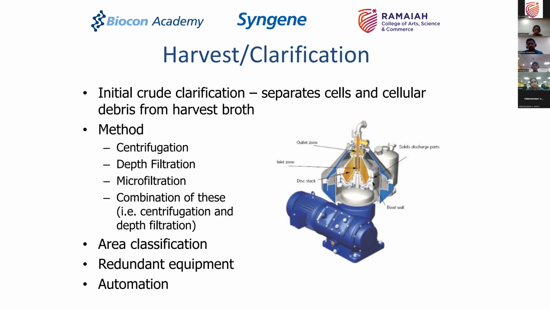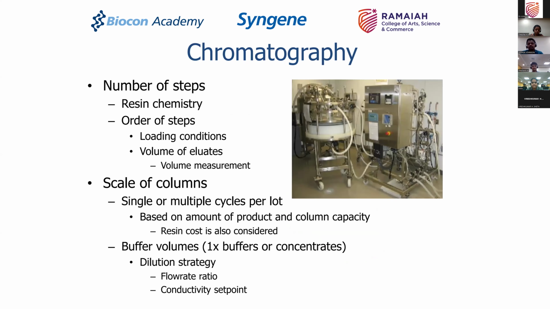Also, because these are to be opened, cleaned, sterilized at times, in that situation, these equipment become expensive as well. So you may not be able to afford redundancy of every equipment. You can't have a backup for every equipment. So redundancy is something that you decide based on the criticality and affordability. Automation, of course, is a part and parcel of it.